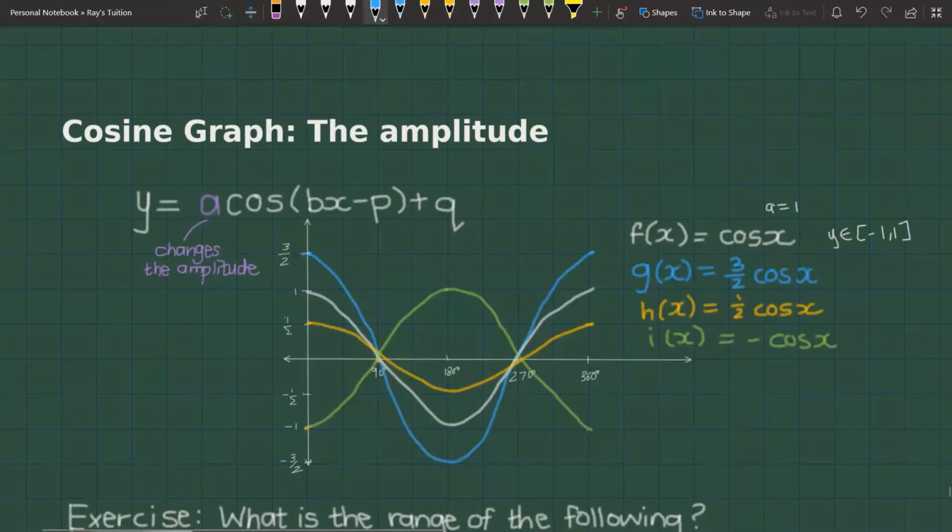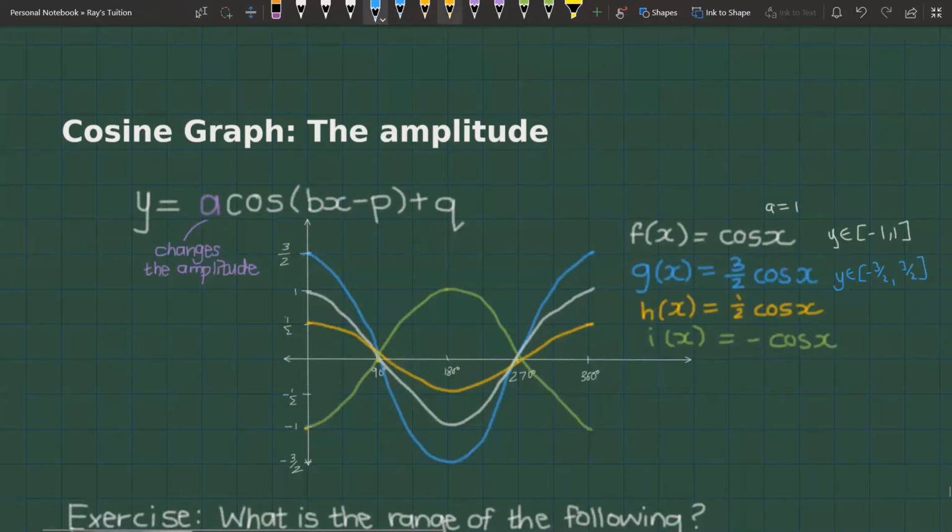In the second graph, we have y = 3/2 cos x. Now you can see that the y-intercept is 3/2, and at 180 it is now -3/2, and at 360 again it is 3/2. What you should note is that your x-intercepts stay the same. So this graph has been stretched out in that direction, and now the range is y is an element from -3/2 to 3/2.